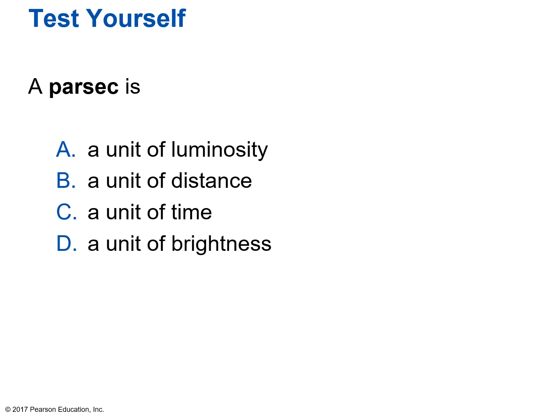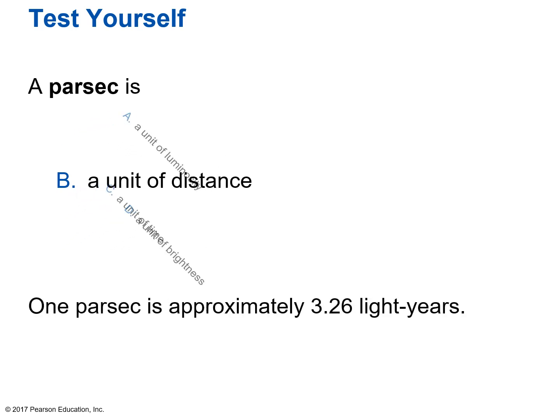Test yourself. A parsec is which one of these? A unit of luminosity, distance, time, or brightness? It is a unit of distance, just like a light year, and in fact, 1 parsec is about 3.26 light years.